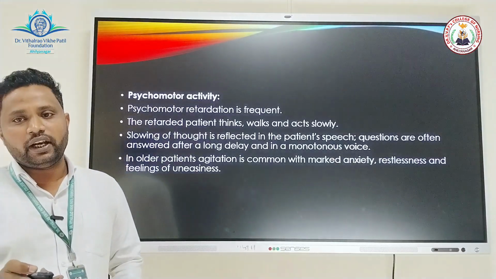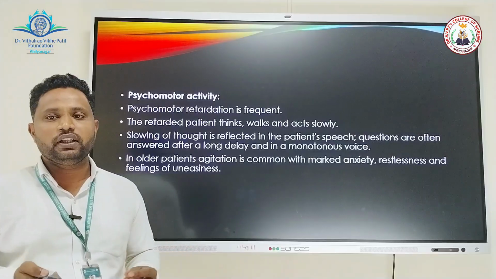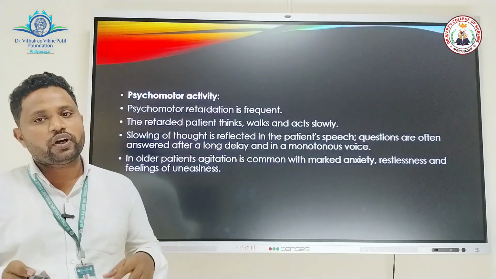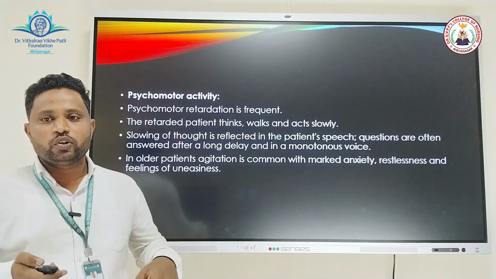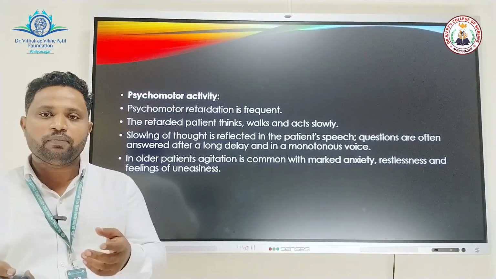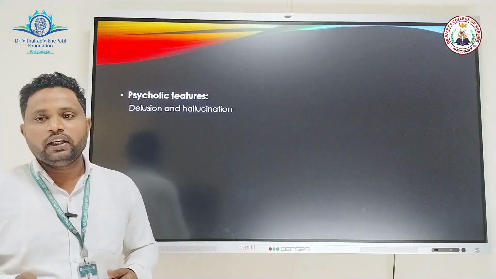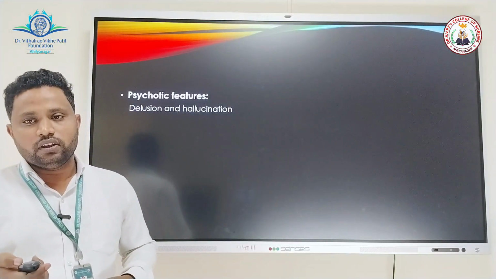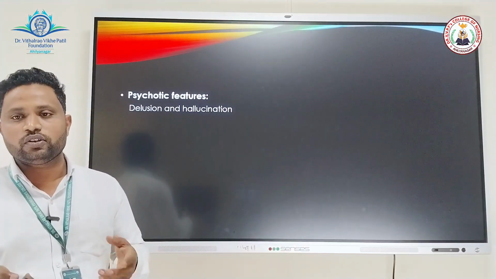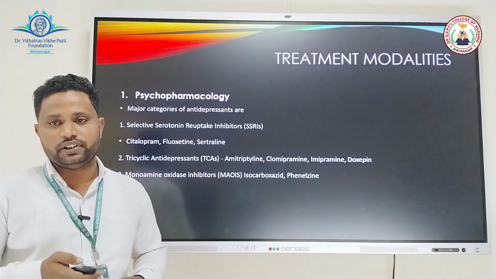Then next is psychomotor activity. In depression, there is retarded psychomotor activity. The retarded patient thinks, walks, and acts slowly. The slowing of thought is reflected in the patient's behavior. The patient may answer a question after a long delay. Then next is psychotic features, in that delusions and hallucinations are also commonly seen in depressive patients.